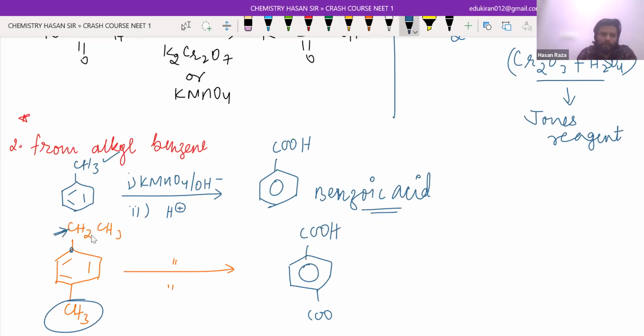And the rest of this part will be eliminated, because if you make this carboxylic acid, this part will not be in conjugation with benzene. So always remember that if you have a carbon connected to the benzene and it has one hydrogen, you directly oxidize this and the rest of the part will be eliminated. It's very important. Please do that.